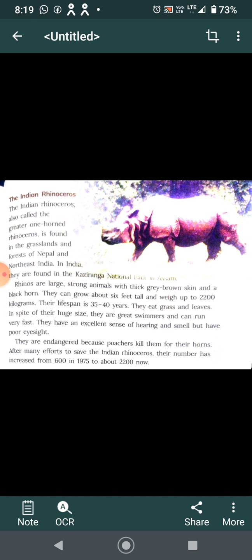They eat grass and leaves. In spite of their huge size, they are great swimmers and can run very fast. They have an excellent sense of hearing and smell but have poor eyesight. They are endangered because poachers kill them for their horns. Now, why is this animal endangered? Because poachers are killing them because of their horns. After many efforts to save the Indian rhinoceros, their numbers have increased from 600 in 1975 to about 2200 now.